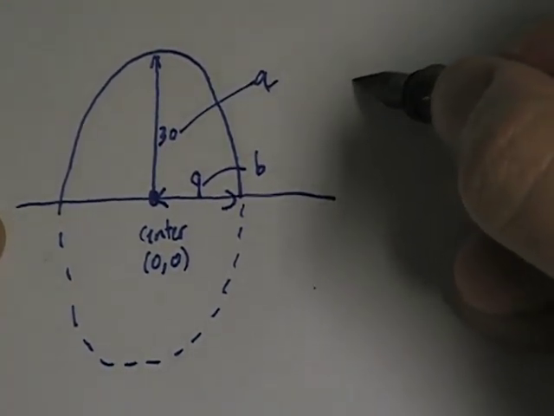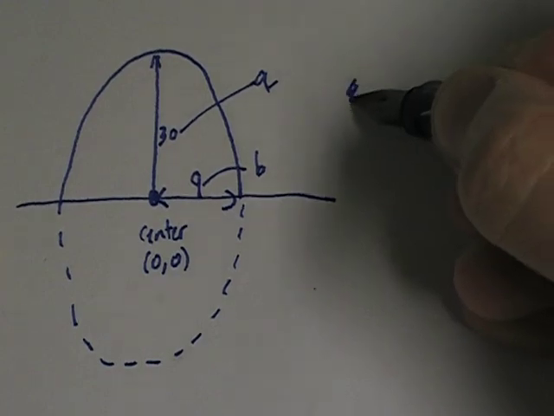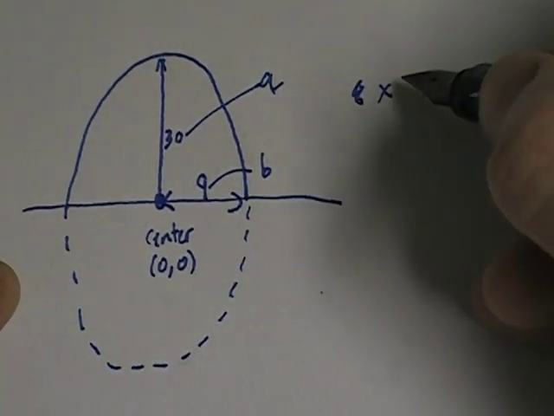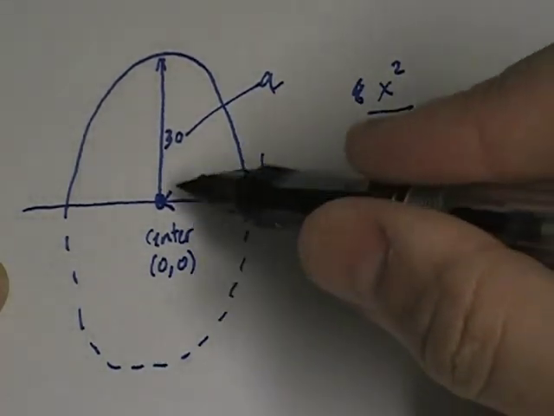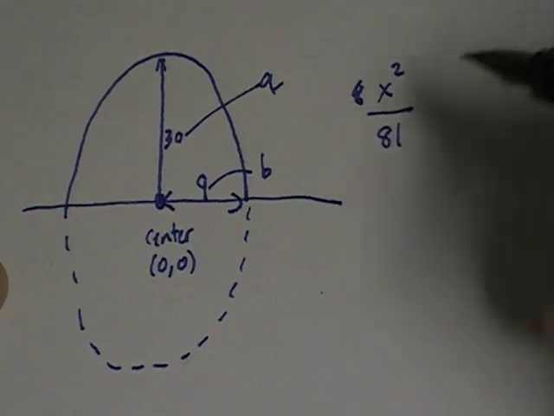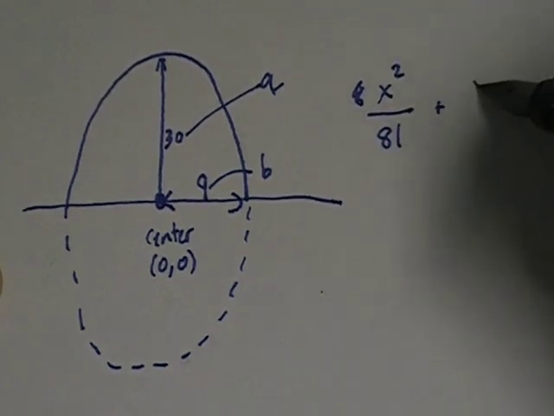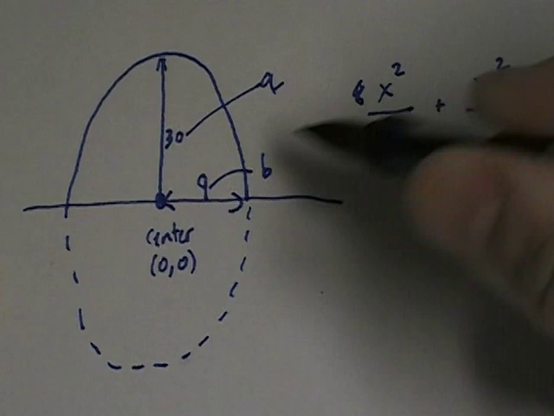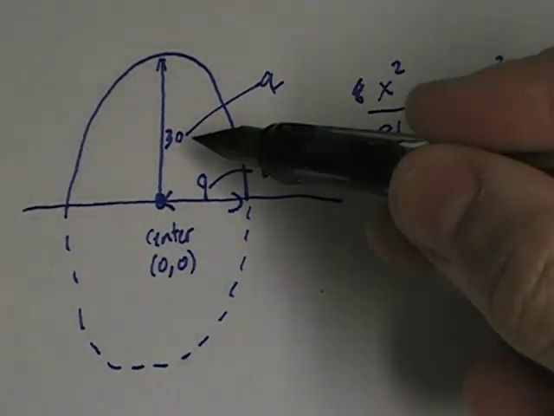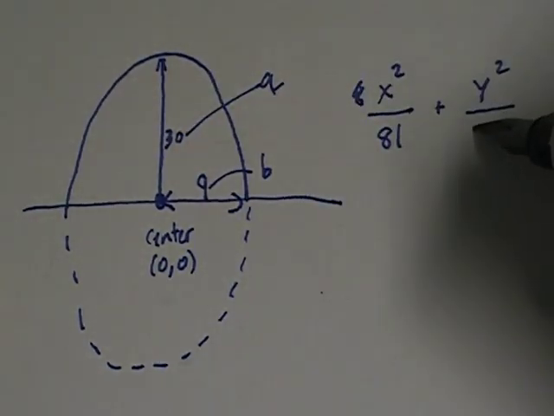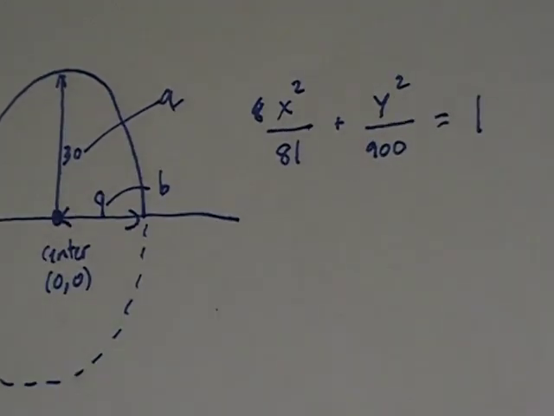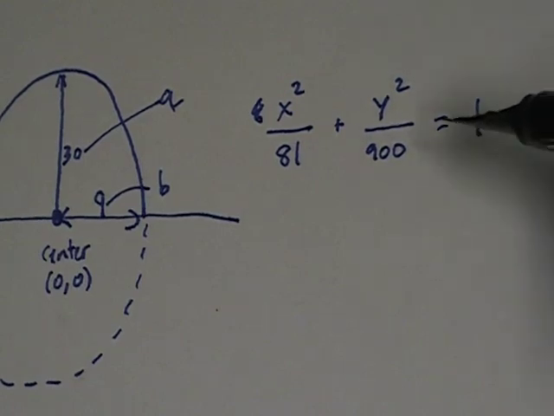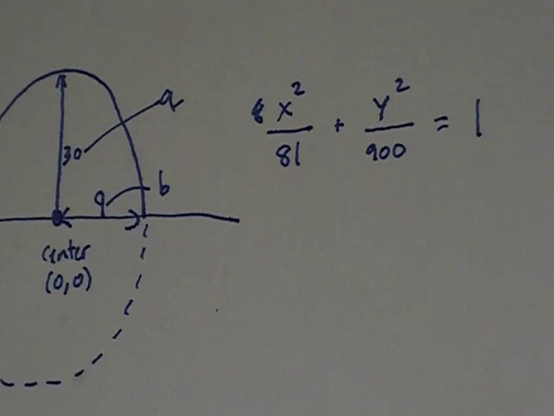It is X minus 0, right, squared, over B squared, plus Y minus K, which is 0, squared, over A squared, equals 1. Okay? There's the equation of this ellipse.